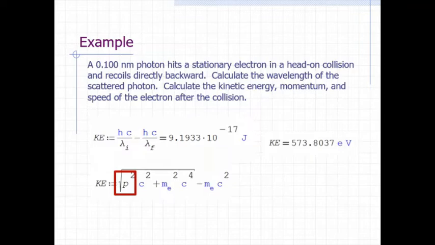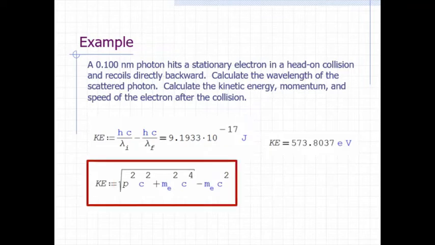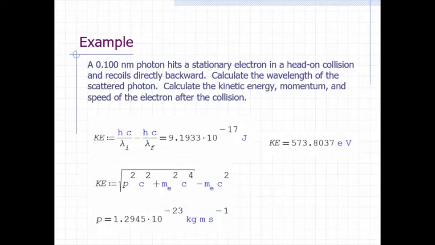Since we have already calculated the kinetic energy of the electron, we just need to rearrange this entire equation to solve for p. If we do this, then after plugging in the known values, we find that the momentum of the electron is 1.29 times 10 to the negative 23 kilogram meter per second.